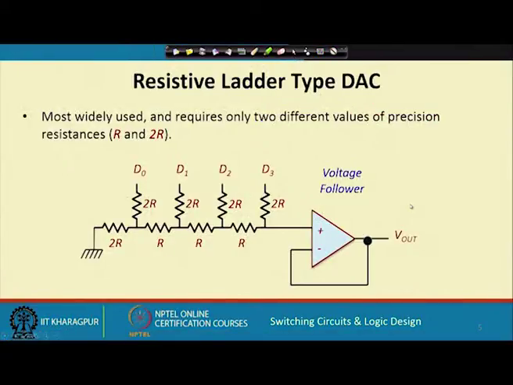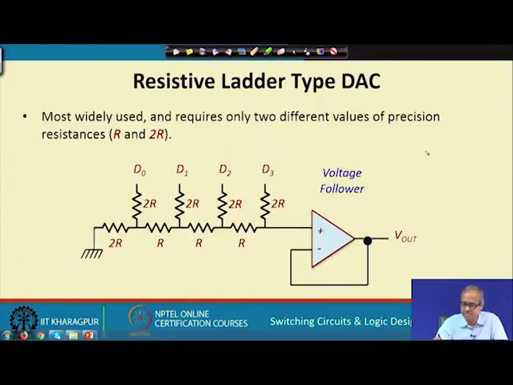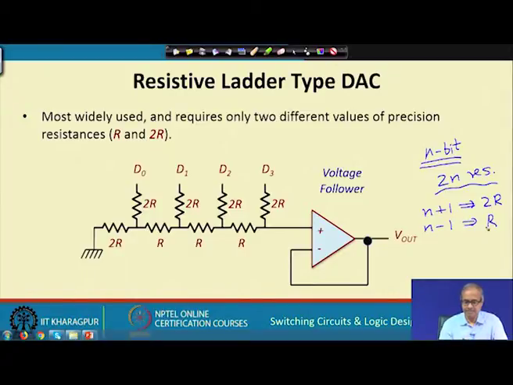Let us move on to the second kind of resistive ladder DA converter, which I have said is more practical. Here also I take the example of a 4 bit DA converter. Here this D3 up to D0, these are the 4 bits of the input, and as you can see only 2 values of resistance are required, 2R and R. There are a total of 8 resistances. So, if it is an n bit converter, I require 2n resistances. So, I need n plus 1 resistances of magnitude 2R and n minus 1 resistances of magnitude R.